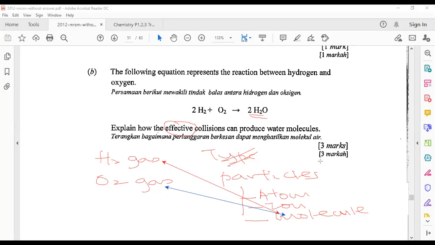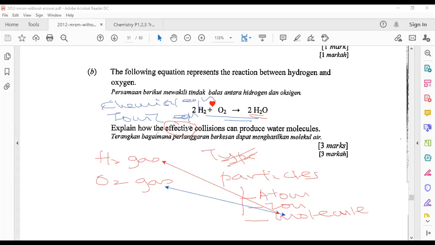We can get to know the particles which collide with each other from this part. From the chemical equation, we write the ionic equation. Now, in this case, the chemical equation and the ionic equation are the same, which is this part. So for the first point, the hydrogen molecules collide with the oxygen molecules.